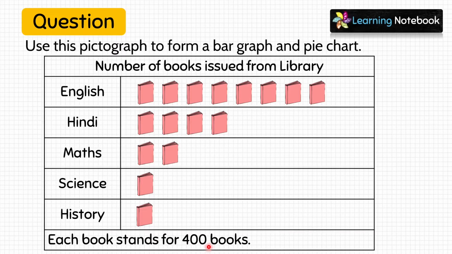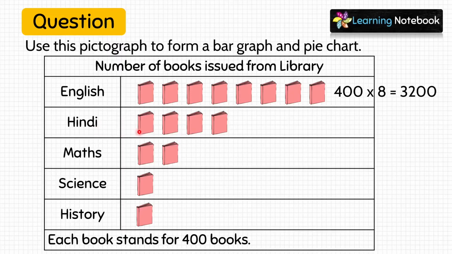So to find number of English books issued from library, we have to count number of pictures of books and then multiply it with 400. So let's count 1, 2, 3, 4, 5, 6, 7, 8. So number of English books equals to 400 multiplied by 8 equals to 3200. In the same way, let's find number of Hindi books issued from library.